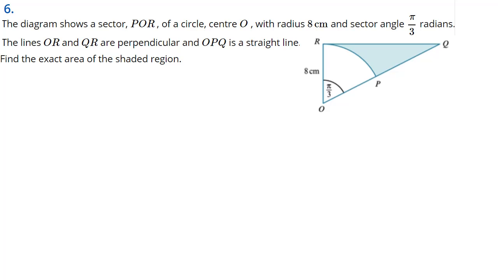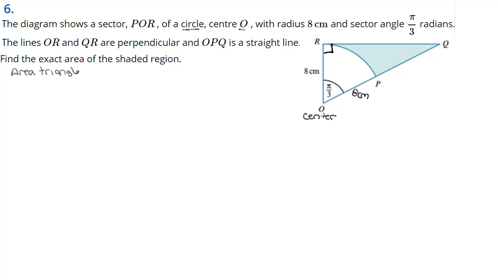In problem number 6, we've got a diagram with a sector, and this circle is center O, so I'm going to label this the center because it doesn't look like a circle right now. This radius is 8, which means this other side, OP, must be 8, and they give the angle listed here, and they also tell me that OR and QR are perpendicular.